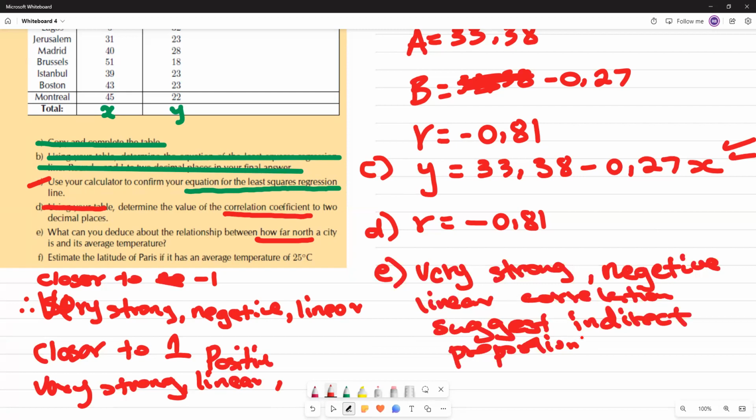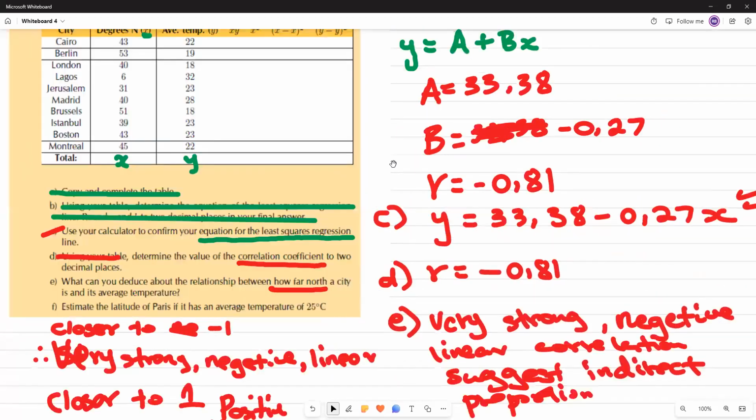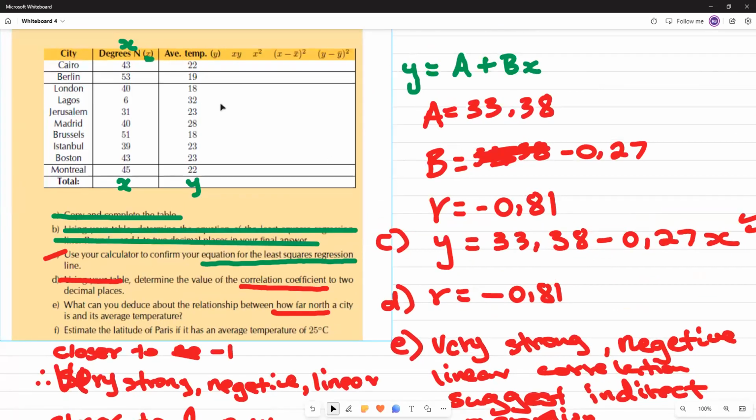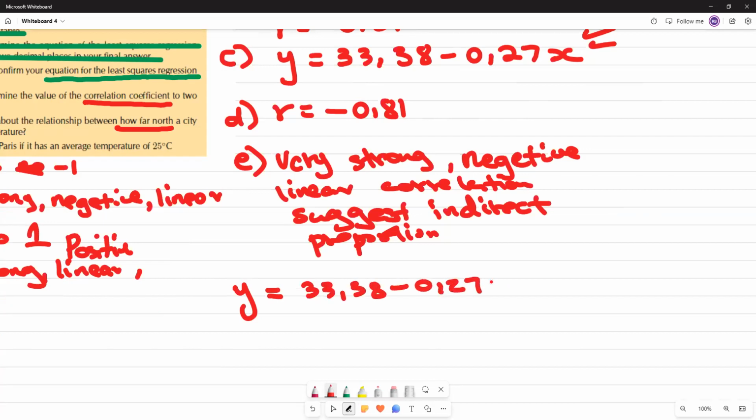Perfect. Now let's do the last one on this video. They say C, estimate the latitude of Paris if it has an average temperature of 25 degrees Celsius. Let's go check there. The temperature, if you check, the average temperature was Y. So they gave us the Y value of 25, you see? So what you do basically, you do this. You have your equation, which is Y equals to 33.38 minus 0.27x. Then they give you the Y, which is the average temperature of 25. So you can substitute it there.